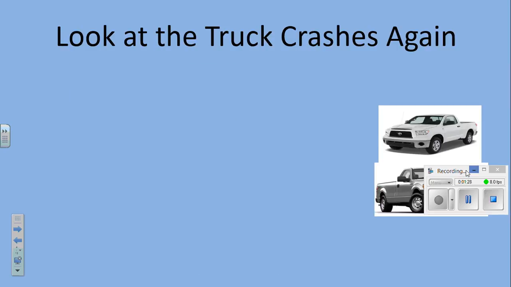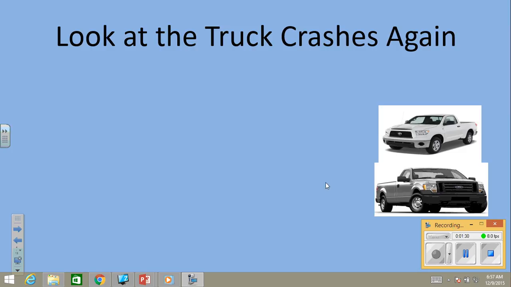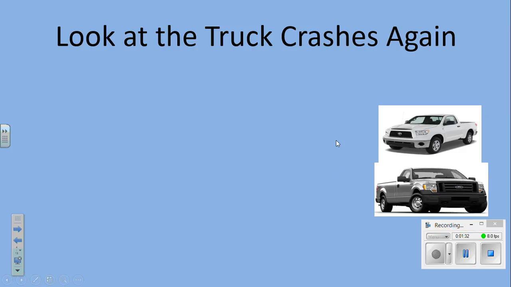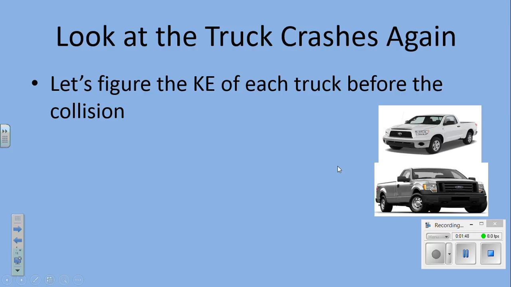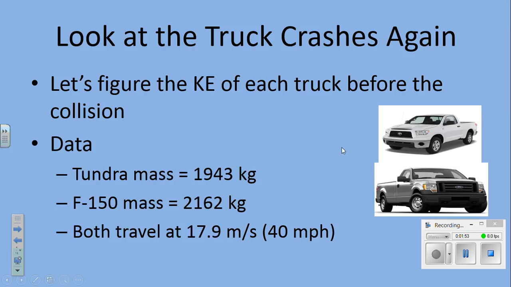So let's get this out of the way and go back and look at something we had looked at earlier, just a few weeks ago, and that was the truck crashes during the collisions video. Remember, there was the Toyota Tundra, and you probably remember more vividly the Ford F-150 that during the collision suffered considerable damage and probably would have seriously injured the occupants. And so what we want to do here is figure the kinetic energy of the trucks before they collide. And here's the data I looked up: the mass of a Tundra and the mass of an F-150, and that was the 40 mile per hour frontal offset crash test.